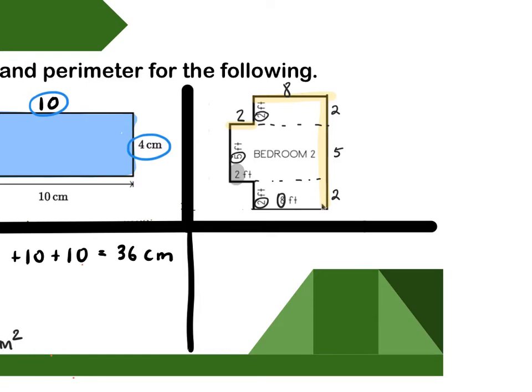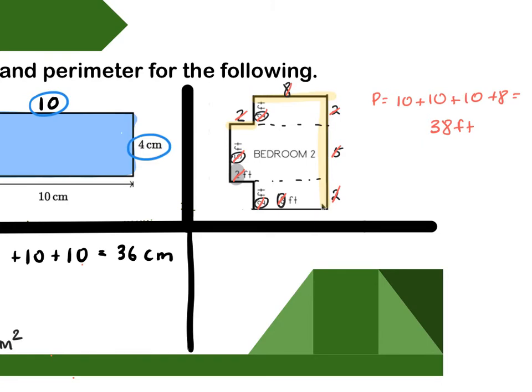Now that I have all of my sides, I'm going to add them all up together. So just make sure, right? 8 plus 2 would be 10. 8 plus another 2 would be 10. Then 5 plus 5 is another 10. Then I have 2, 4, 6, 8. So all together, I have 38 feet for my perimeter on this one.